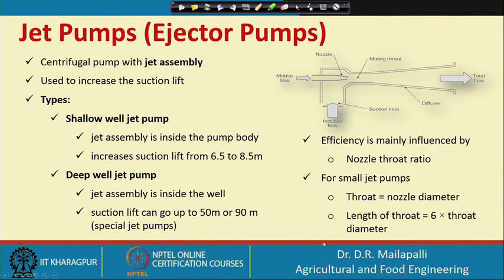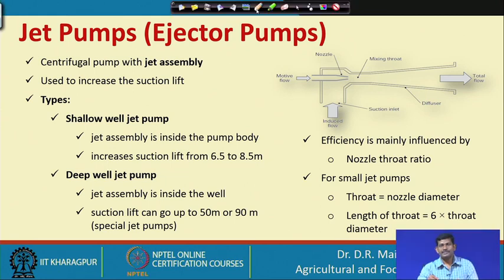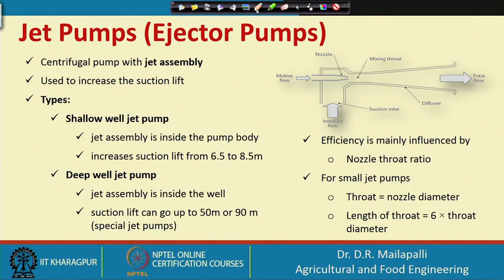So, the next is a jet pump, also called an ejector pump. This is basically a centrifugal pump which has an additional jet unit. Let us see how this jet really works. The centrifugal pump is practically applicable up to 7.5 meters or so. If you want more head, you definitely need a jet assembly, which will add head to the centrifugal pump.